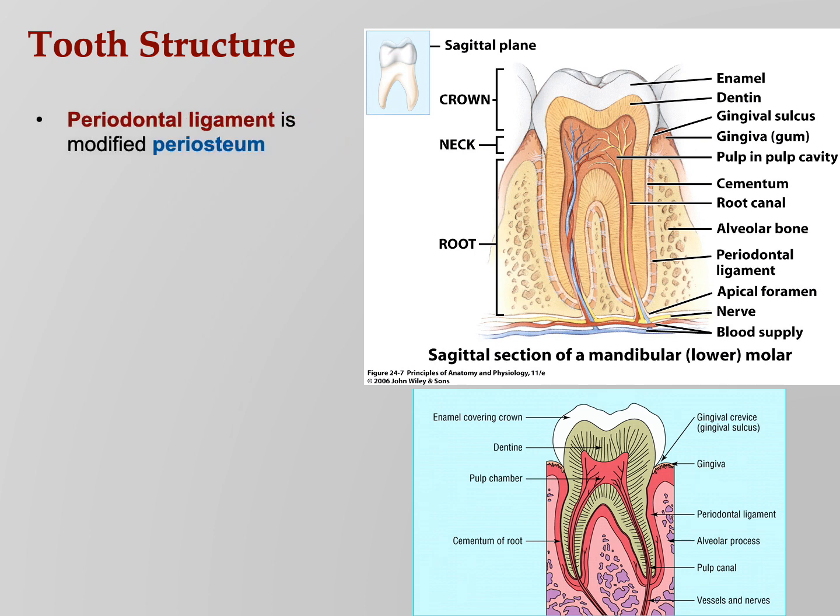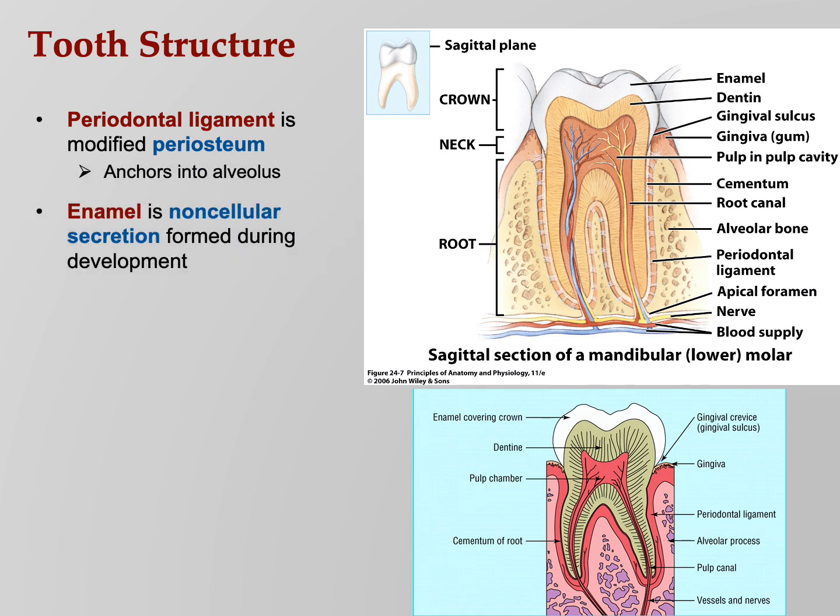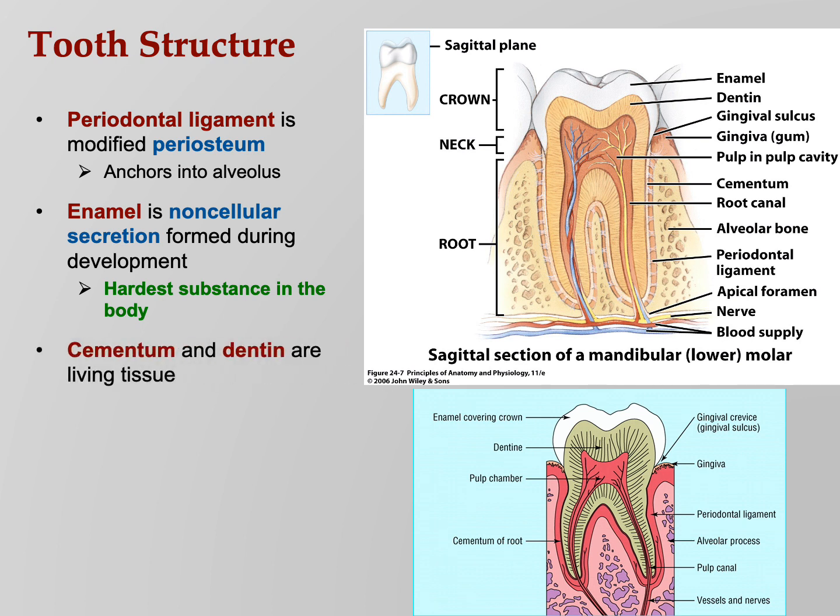Tooth structures, so periodontal ligament, we saw that in Bio 201 when we talked about joints. So remember, that's modified periosteum, the outer covering on the bone, anchors into the alveolus, holds the tooth in place. Enamel is not a cellular secretion. It's formed during embryonic development. It is the hardest substance in the human body. That's why dogs can chew up bones. Enamel is harder than bone.